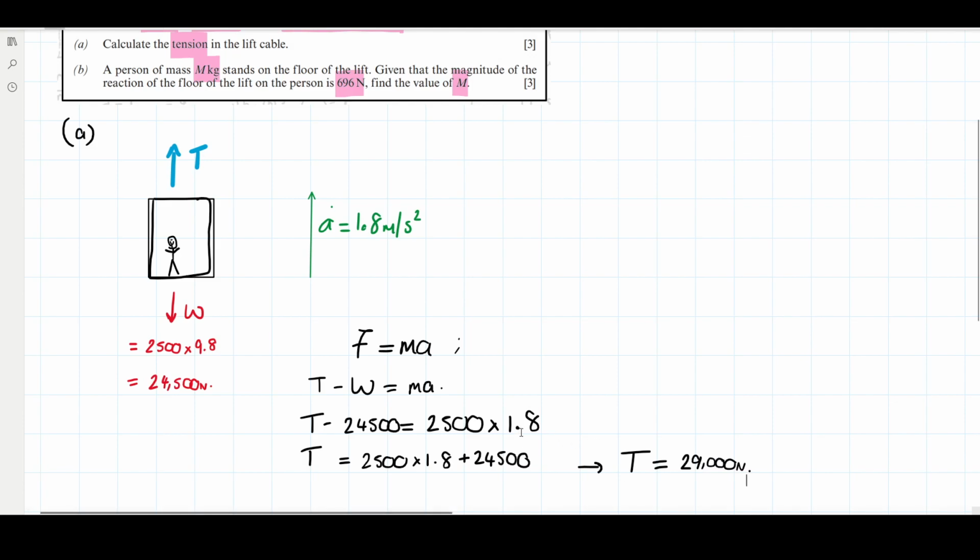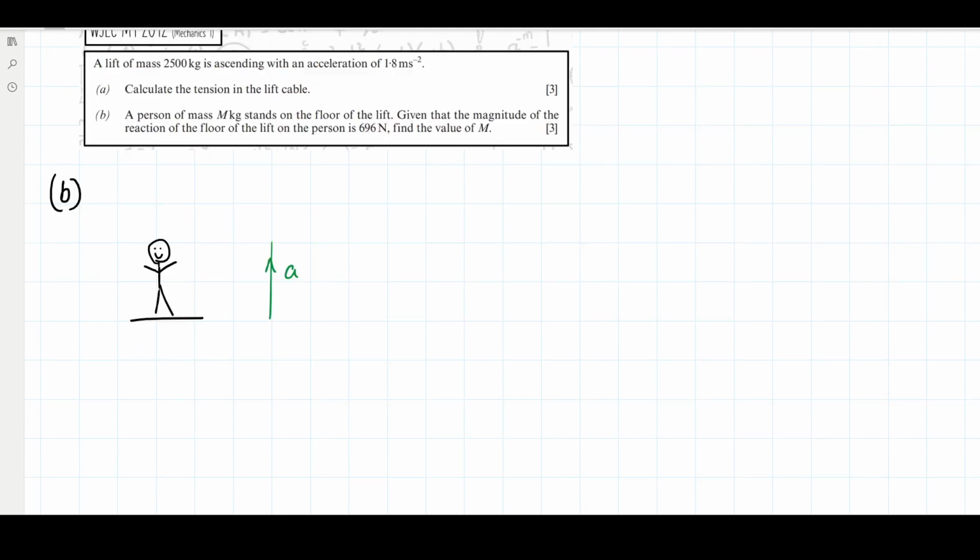Fantastic. Now for part B, we've zoomed in, and that's because we're given the mass of the person and the reaction force. Well, I say that we haven't been given the mass of the person, but that's something that we're going to need to consider. The acceleration value is still the same. We can still use this 1.8 for a.